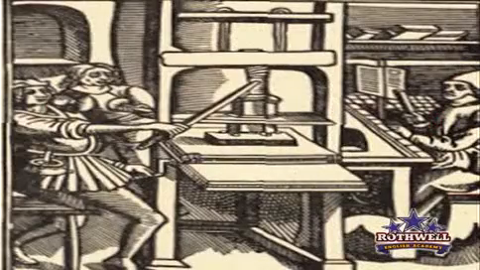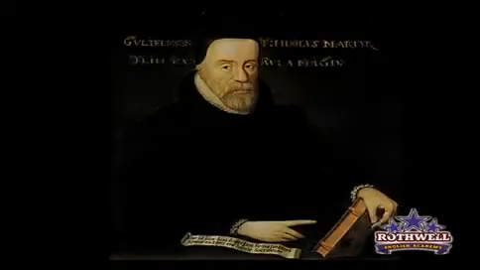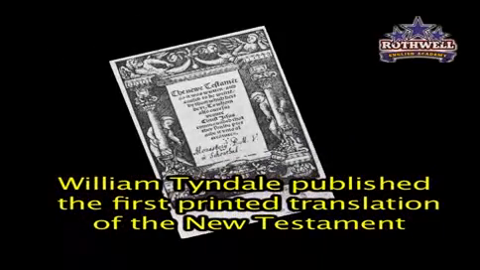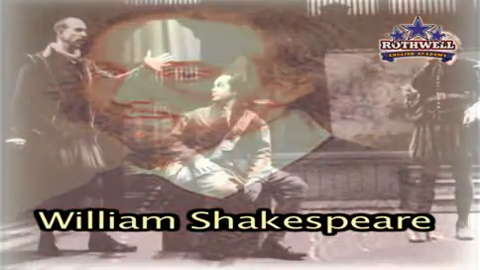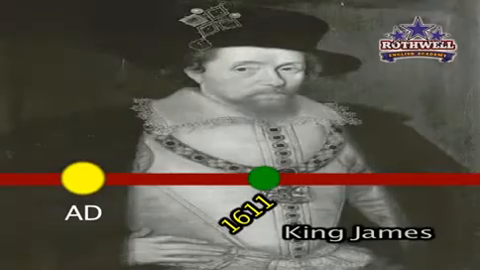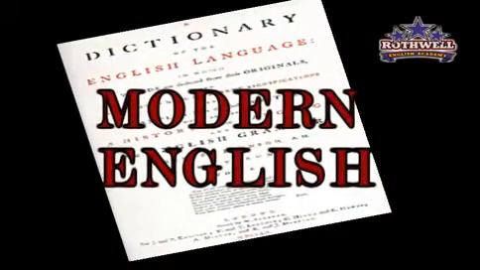The printing press was invented, and books were no longer made by hand. In 1525 AD, William Tyndale published the first printed translation of the New Testament. The following 90 years were the golden age of English, culminating in the famous plays of William Shakespeare. In the year 1611 AD, King James published his version of the Bible. The third stage of English is called Modern English.